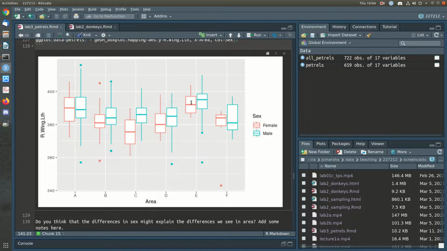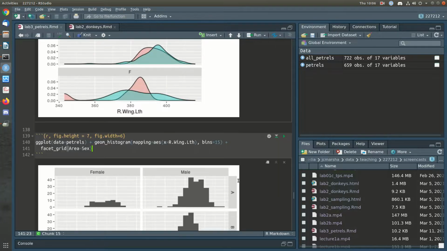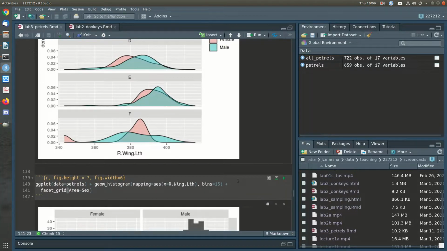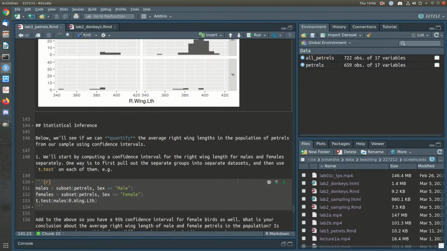Okay, so I think our conclusion is probably still okay that area E birds are bigger. Right, so that's what we saw in our data, but we want to know whether that is true in our population, right? So we need to do some statistical inference. So we need to take the information that we have in our sample and infer back to the population.